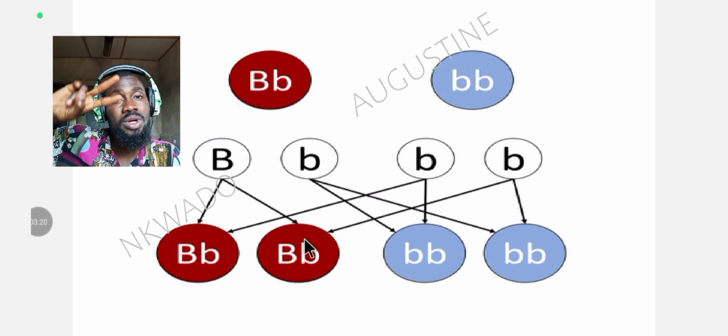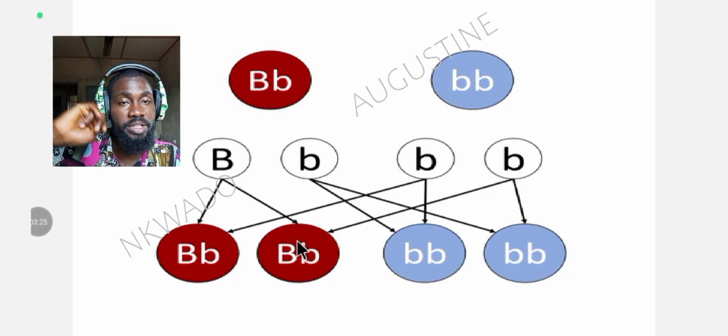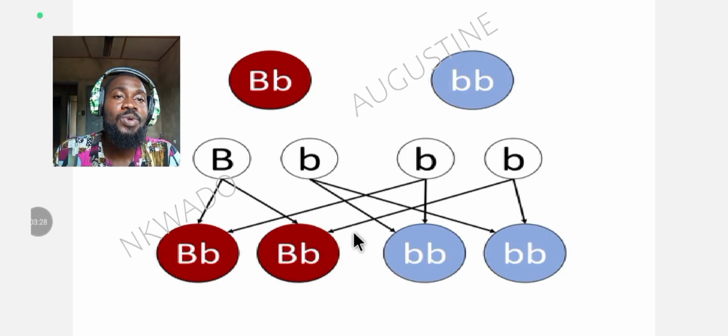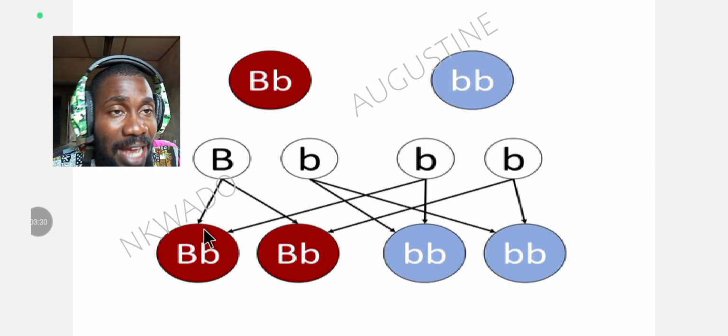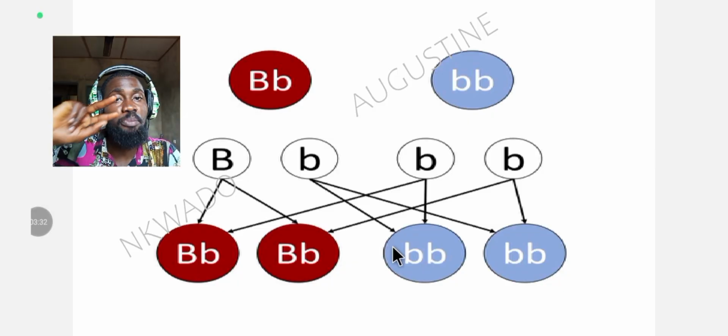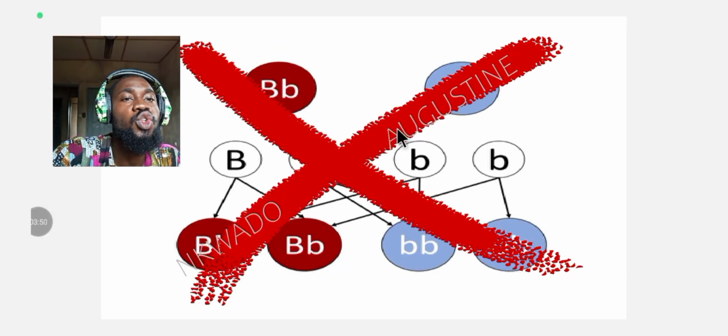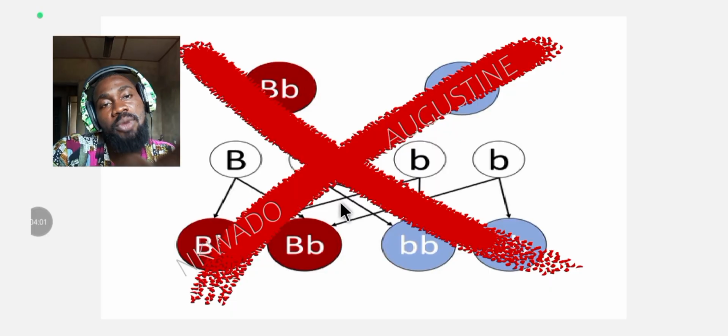Remember, we are crossing two heterozygous plants, capital letter T and small letter t. So we are crossing two of them. I'm going to teach you an easier one. This is a genetic diagram. I'm going to teach you how to cross using the Punnett square. You see this on the screen? Throw this away. We need this no more. Let's look at Punnett square. Punnett square is the answer.